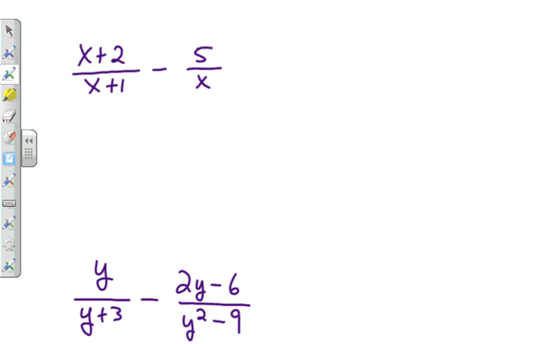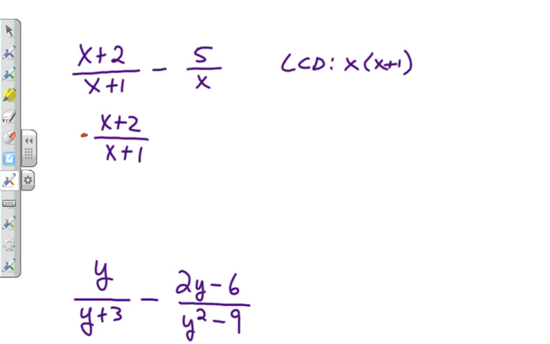Okay, here we go. What's your LCD here? x plus 1 times x. Okay, so we got x plus 2 over x. Now, this is a subtraction problem, so it's going to be a little more complicated. Times x over x, right? Okay. Minus, let's separate this, 5 over x plus 1. And I'm going to multiply by x plus 1 over x plus 1.